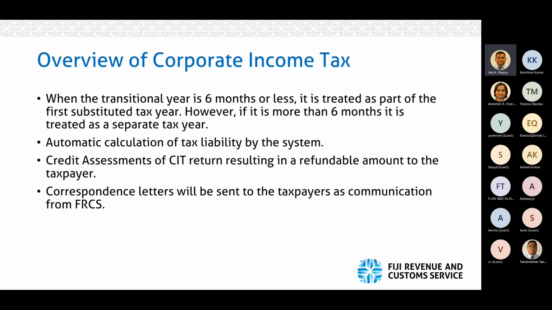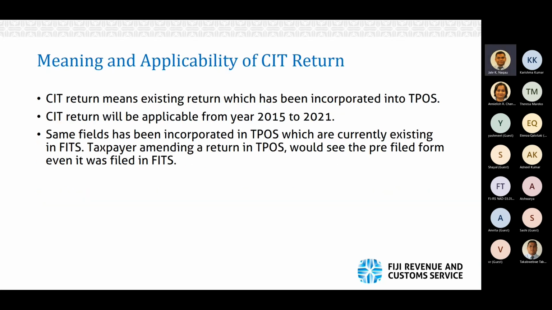I think it's the landing page of the taxpayer online service. So CIT return means the existing return which has been incorporated into TPOS. As you know, for the CIT, it's for the tax years 2015 to 2021. So the same fields have been incorporated in TPOS, which are currently existing in FIT. So that means if you are quite familiar with the current Form C, it replicates that return in terms of the layout, in terms of what comes first, and then after that you have the other information and the schedule at the back, and then you have the declaration there.